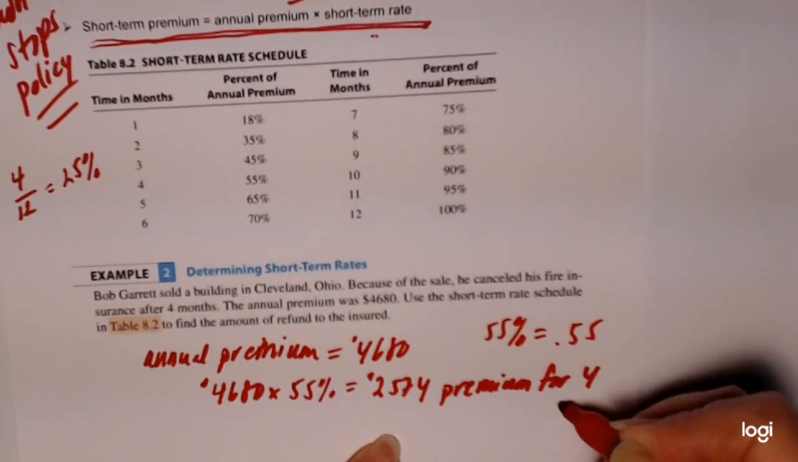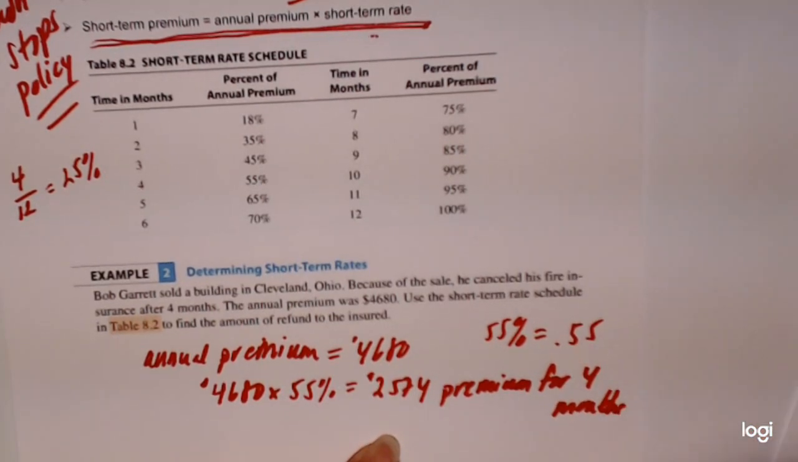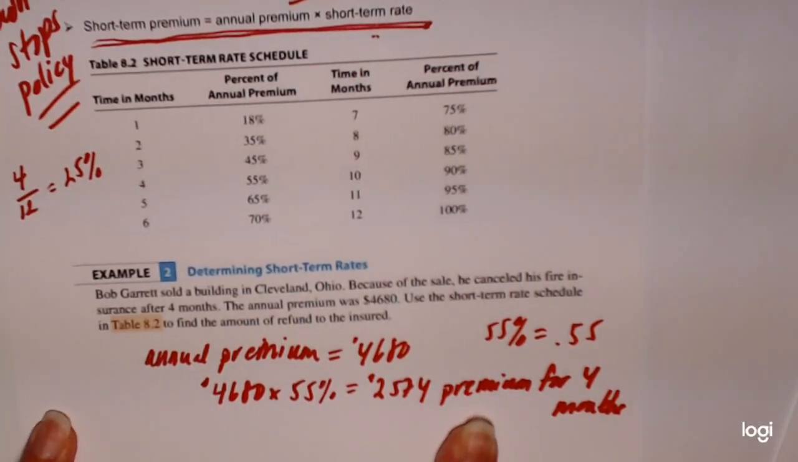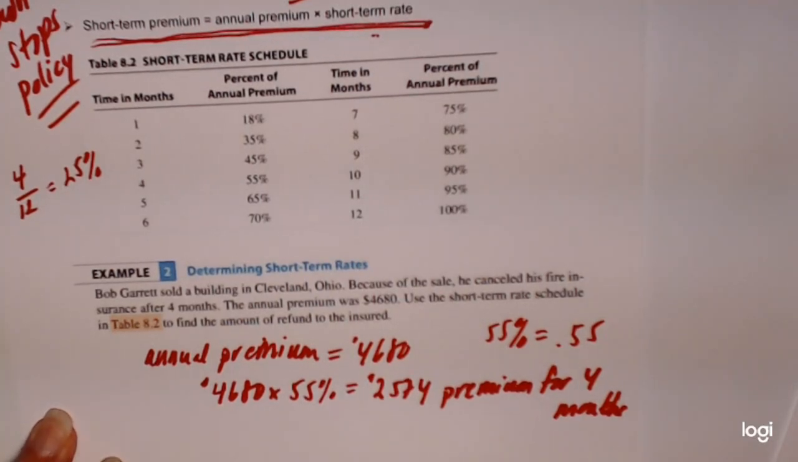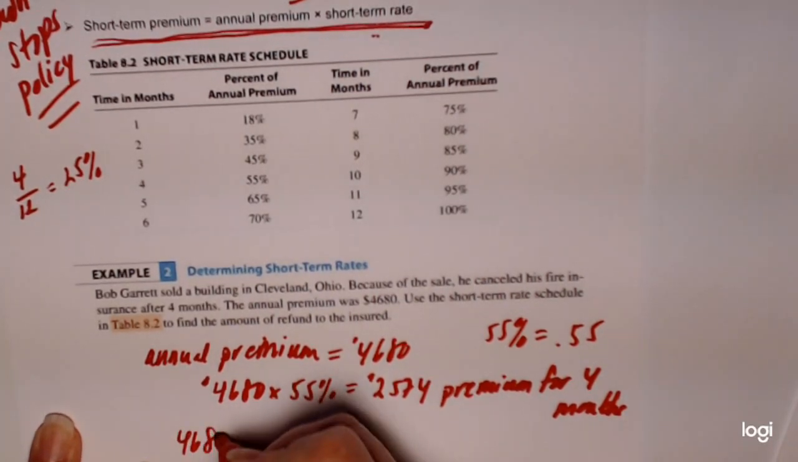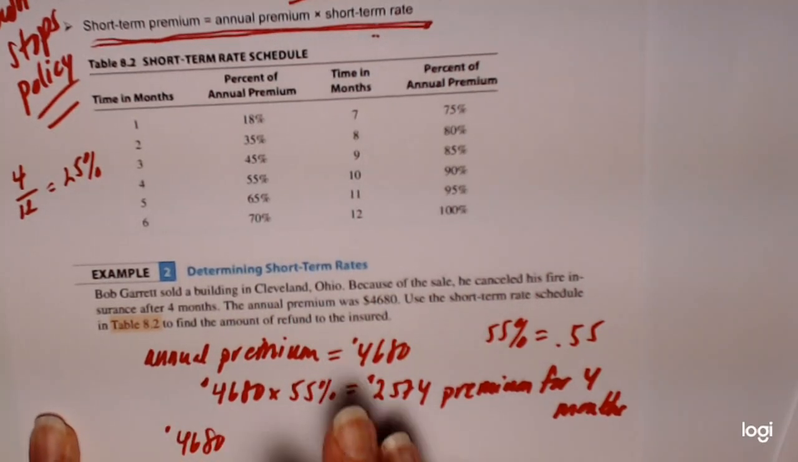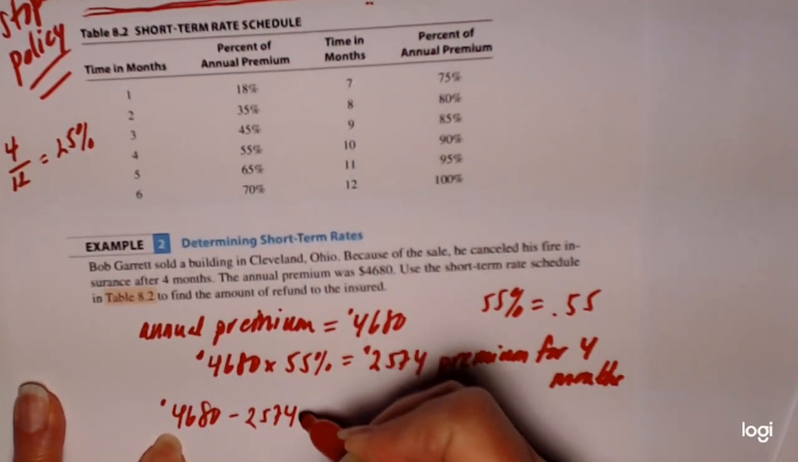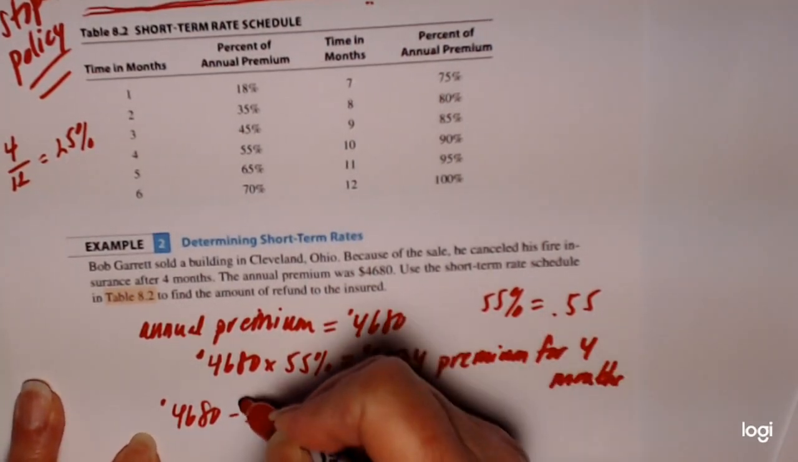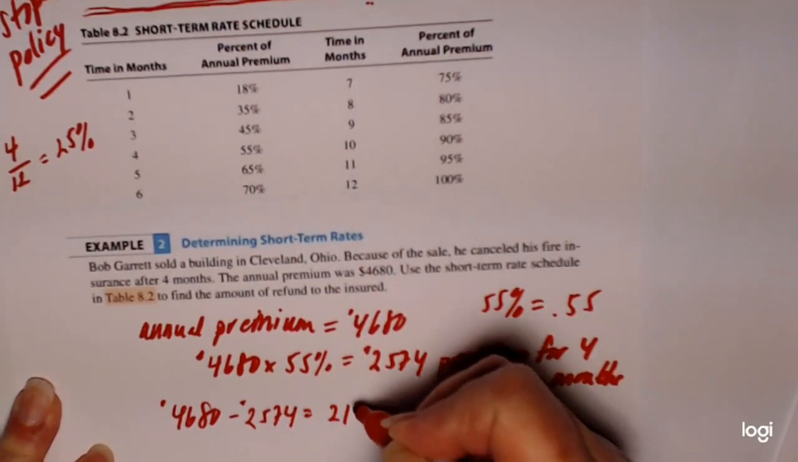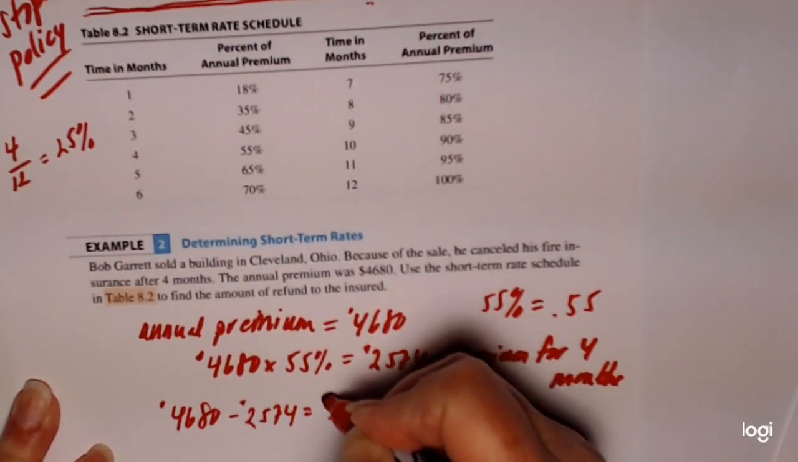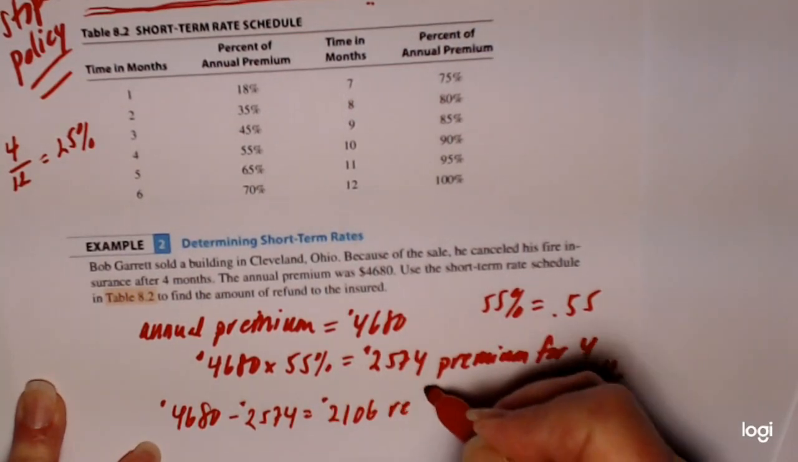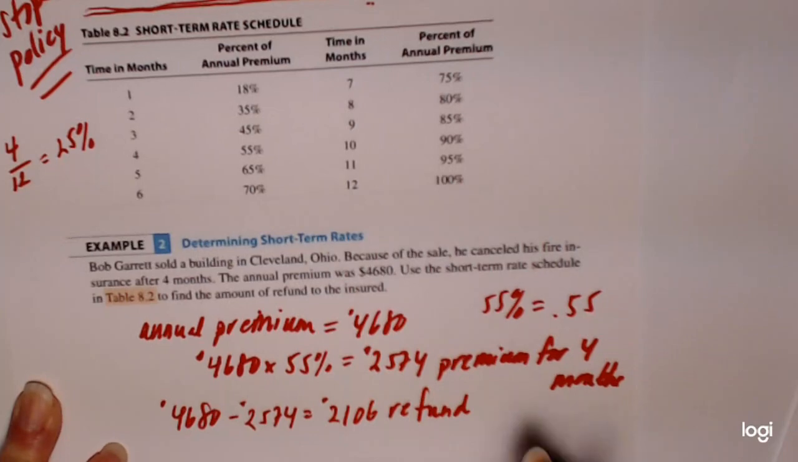So this is what the insurance company is going to keep for the 4 months that he was insured. We want to know how much he is going to get refunded. So to do that, let's take the total amount of premium he paid, the $4,680, and subtract out what the insurance company is going to keep, the $2,574, and that gives us $2,106, which is the amount of the refund.